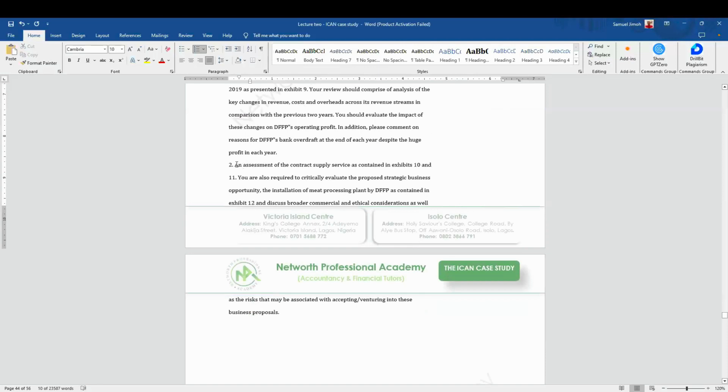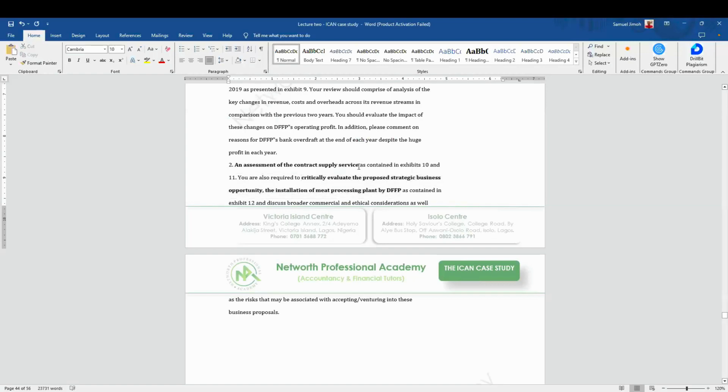Now, requirement two is saying, assessment of contract supply services. And you are also required to critically evaluate the proposed business opportunity, which is the installation of a meat processing plant.